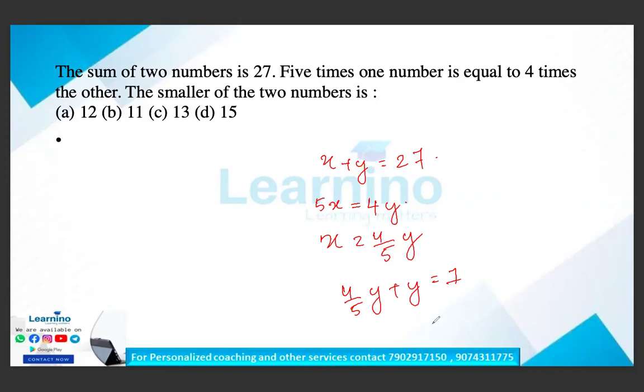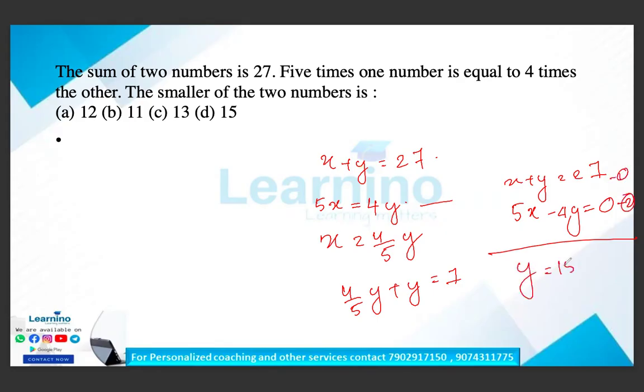Or another way we can do it: x plus y equal to 27, and 5x minus 4y equal to 0. Solving these equations, we get y equal to 15, x equal to 12. So the smaller number is x equal to 12.